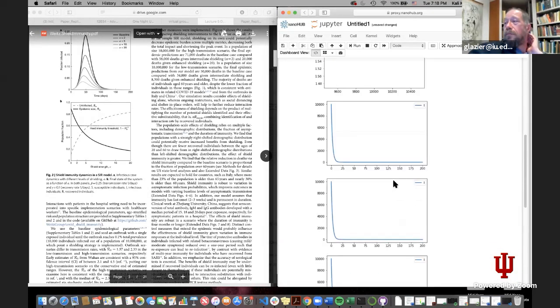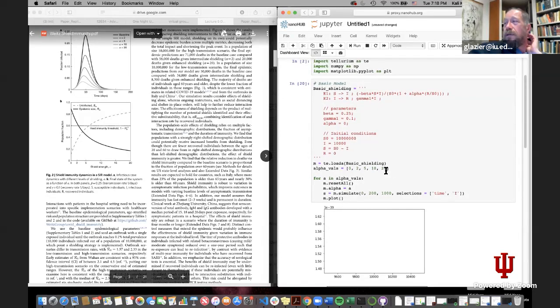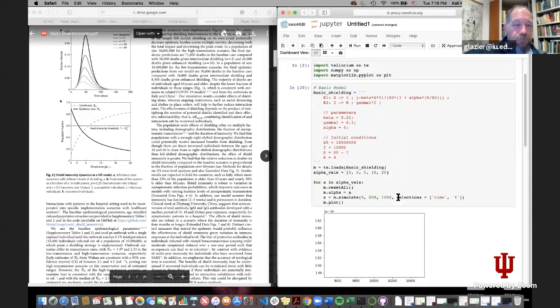At least it did for me. Let's see what's different. Beta times S times I, and you've got it divided by S0 times 1 plus alpha times R over S naught. That's right. And then you set alpha 0, 2, 5, 10, 20.